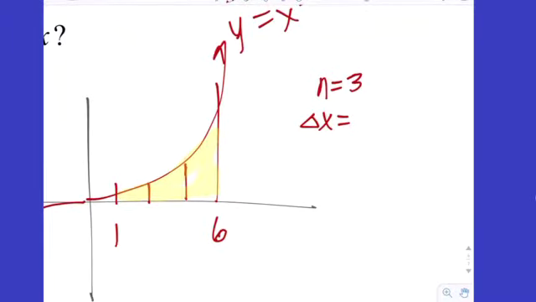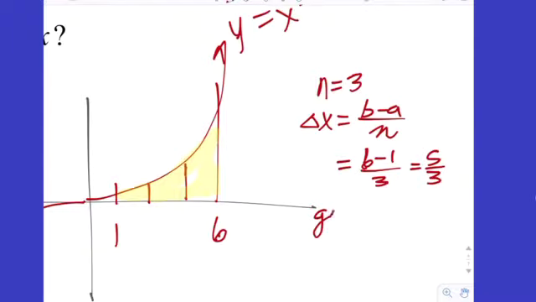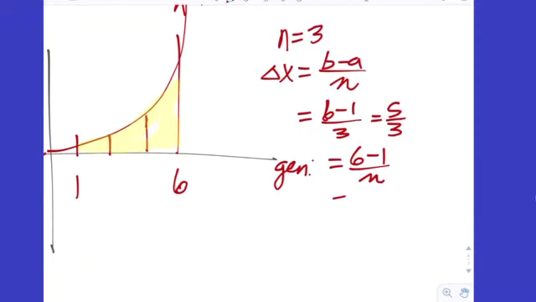So how do we figure out the interval width? We did b minus a over n. B is your right endpoint, A is your left endpoint. You subtract them, you get your total width. You divide it by n, the number of subintervals. So for us right here, it's going to be 6 minus 1 over 3, which is 5 over 3. But in general, it's going to be 6 minus 1 over n, or 5 over n. So this is your delta x.